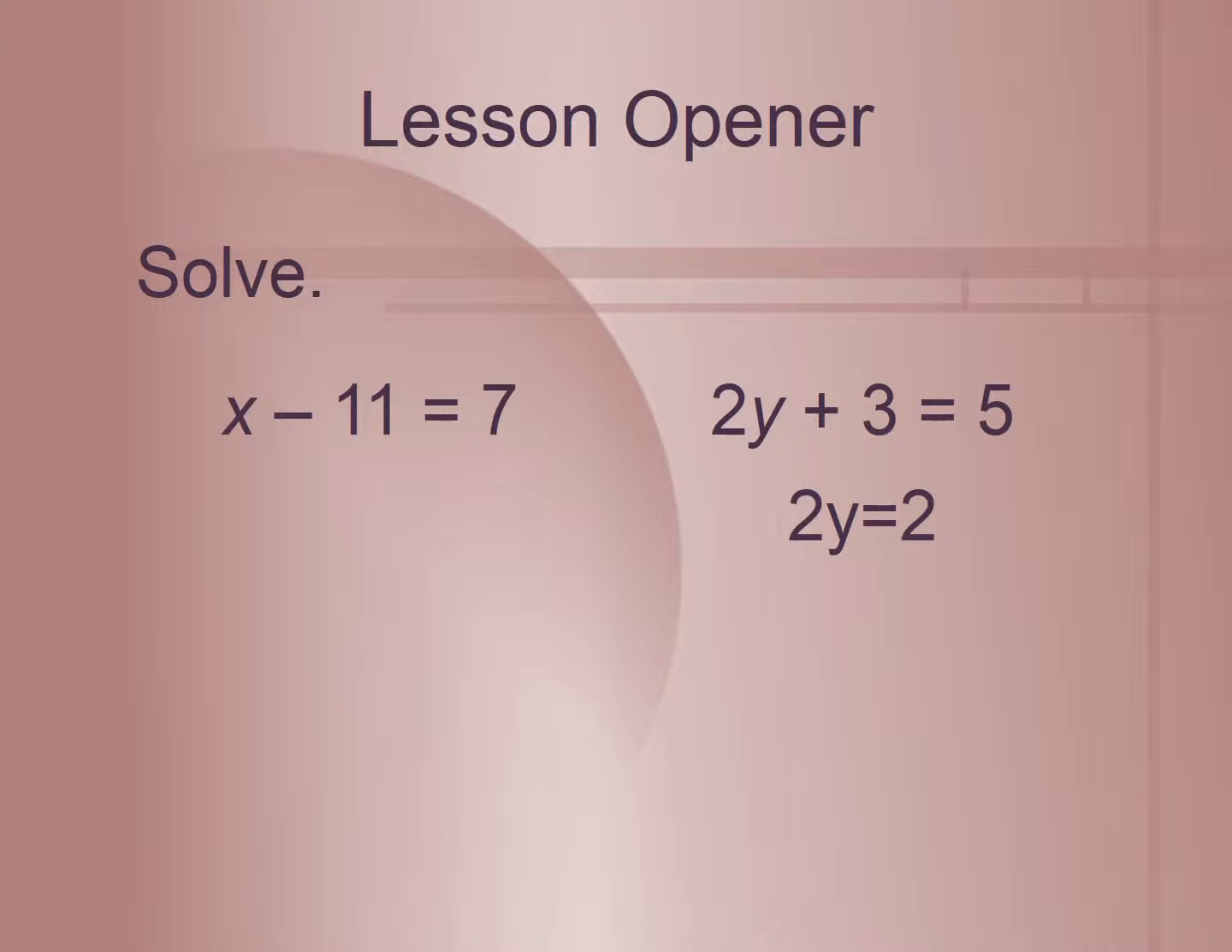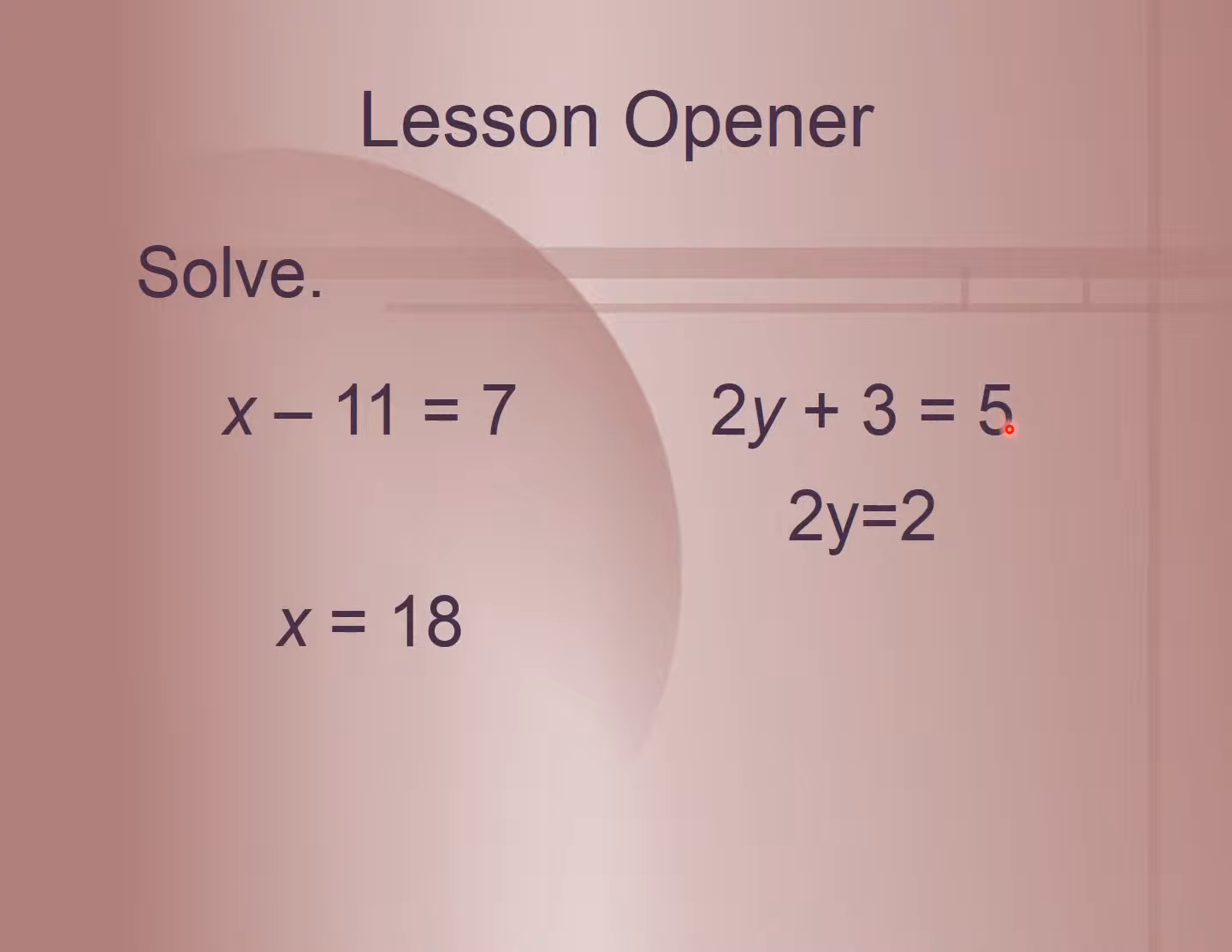On the left-hand side, we have x minus 11 is equal to 7. This is an example of a one-step equation. In order for us to solve this one-step equation, we need to do the opposite operation that is happening to the variable. Right now, our variable is being subtracted by 11. The opposite of subtraction is addition, so we're going to add 11 to both sides. And when we add 11 to 7, we end up with x equals 18.